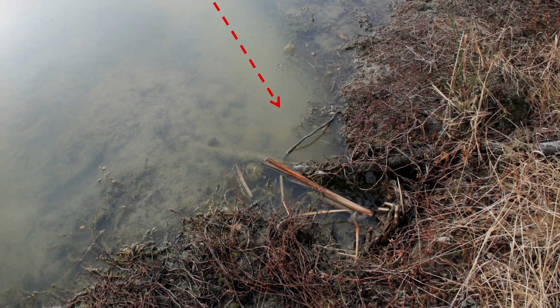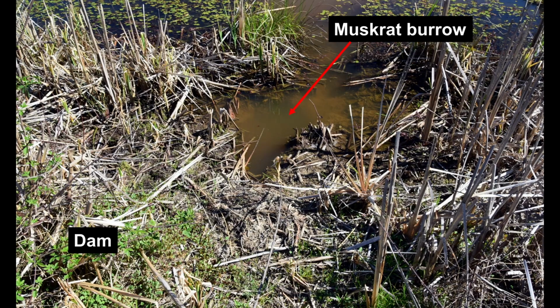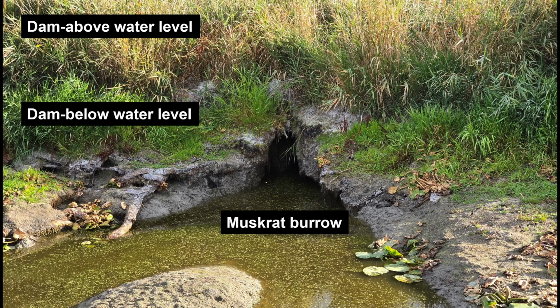The red dashed line shows where a muskrat burrow enters the inside slope of a dam. The muddy water shows that muskrats are swimming in and out of the burrow. Here's where another muskrat burrow enters a dam. This muskrat burrow is draining a wetland constructed with a dam. The water level in the wetland is being controlled by the elevation of the muskrat burrow in the dam.